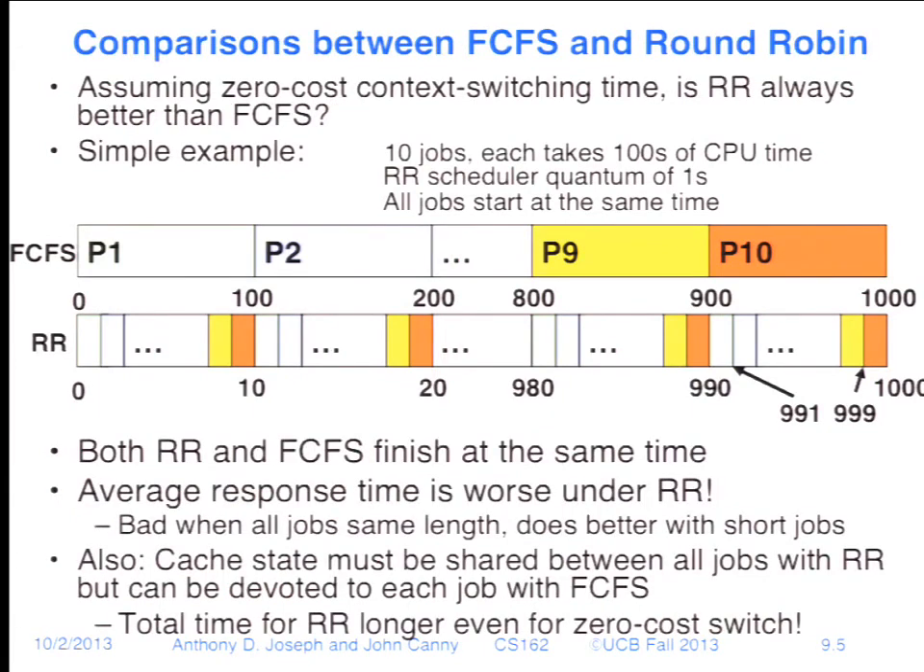All right. So this is just reinforcing that. So we saw a worse time with round robin in this special case with all jobs the same length. But generally, it does a lot better when you have many short jobs because the short jobs finish quickly.